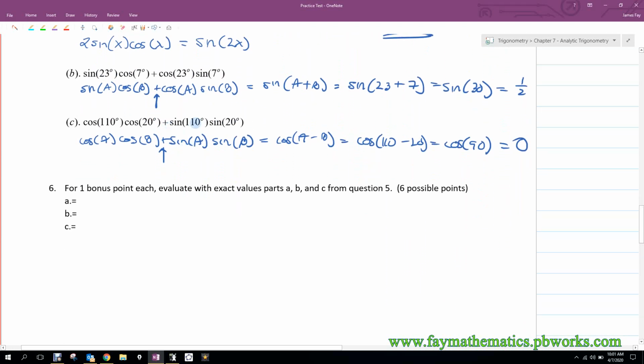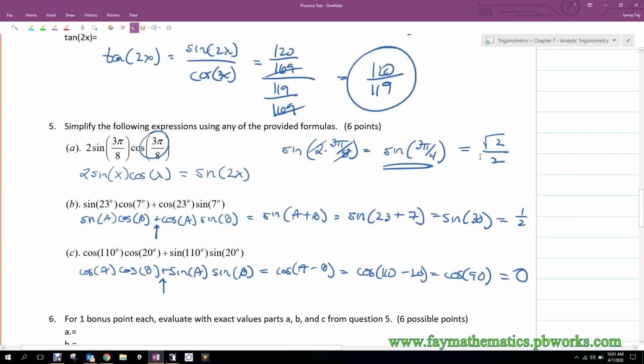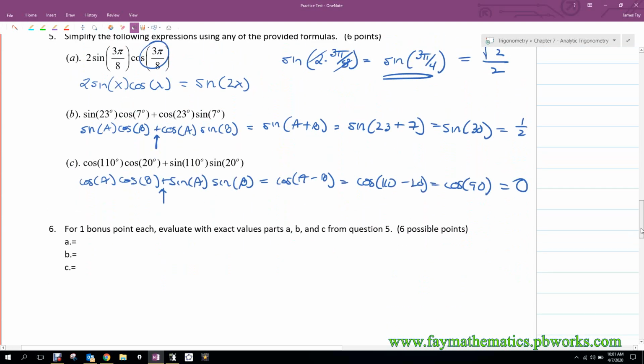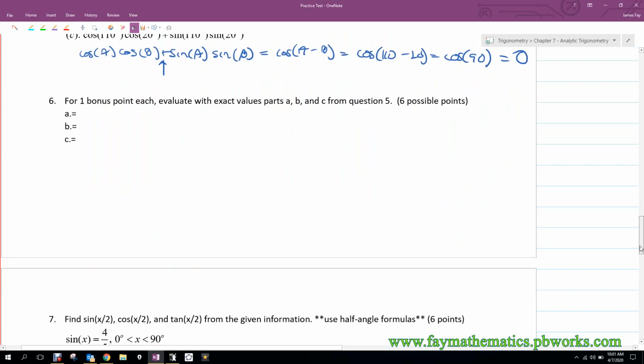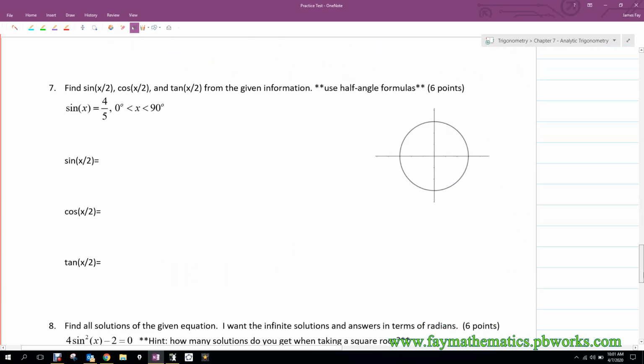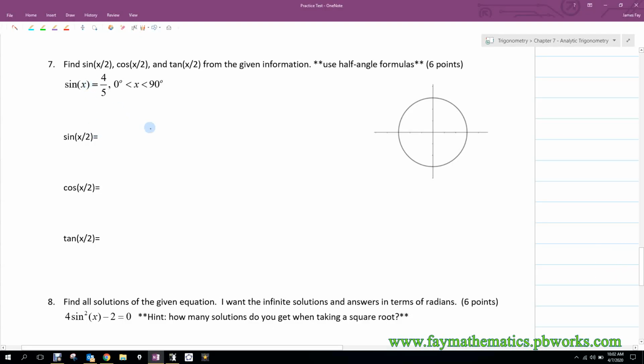These are just looking for, so I guess the directions were kind of vague here, but these are just wanting the sine of 3 pi over 4, the sine of 30, and cosine of 90. And then down here, it wanted the radical 2 over 2, the 1/2, and the 0 that goes for A, B, and C. Number 7 says find sine of x over 2, cosine of x over 2, and tangent of x over 2, given the following information, using your half angle formulas. So your formulas for half angle, just write them here real quick.